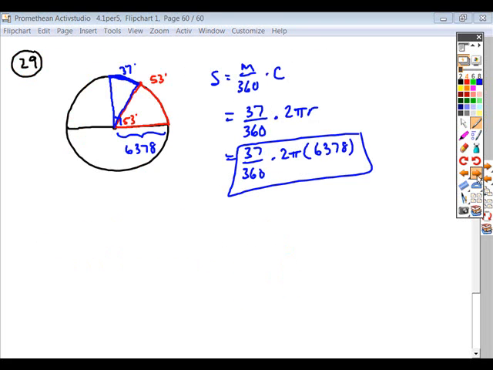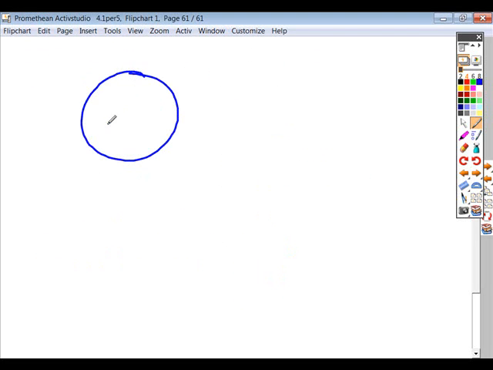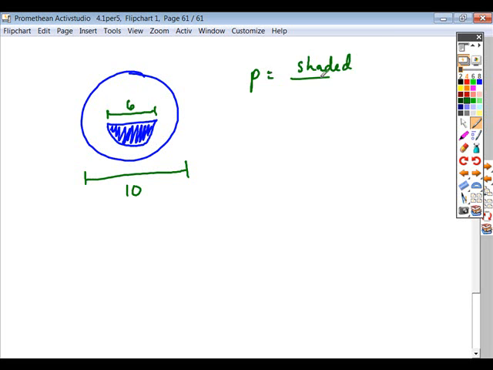So again, it depends what the figure looks like. Were you looking more at one similar to what was in the problem? If you're doing something like this, and let's say I gave you the diameter is 10, and the diameter of this inner part here is 6. If you wanted to find the probability of it being shaded, again, you're still taking the shaded over the total.